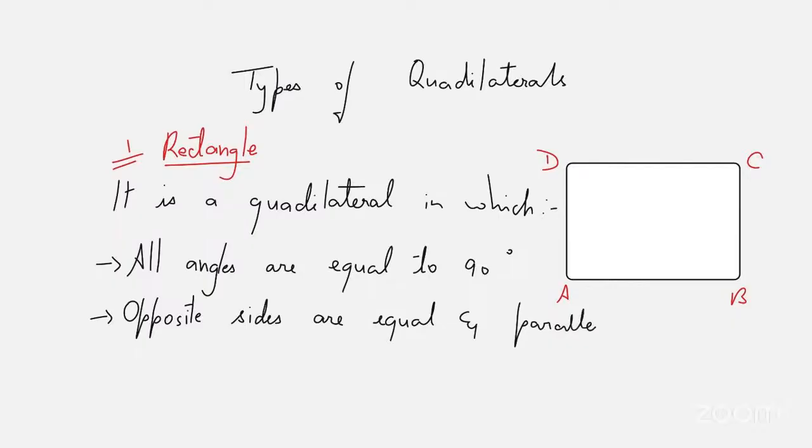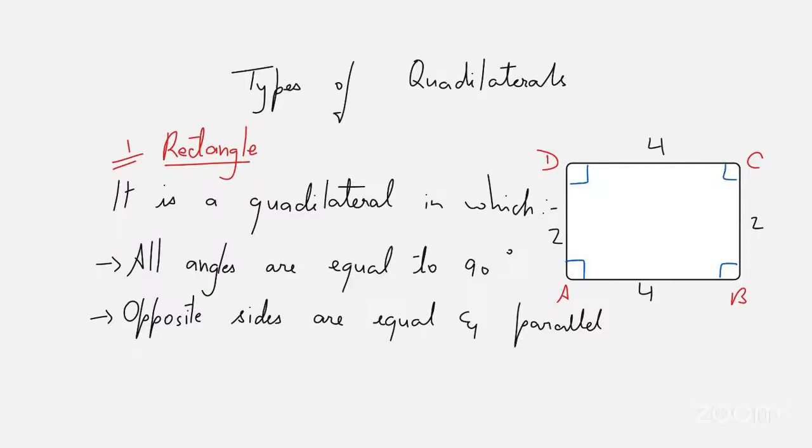Equal means that if this is 4, this will also be 4. If this is 2, this is also 2 centimeters. It means the opposite sides will be equal to each other. All the angles are right angles, meaning they are equal to 90 degrees. All four angles are 90 degrees.